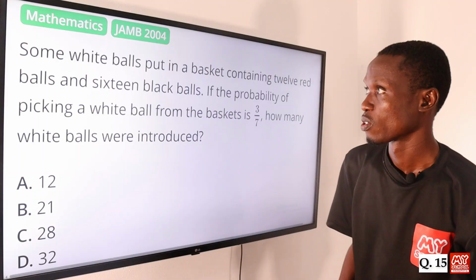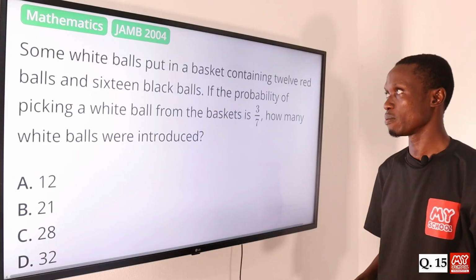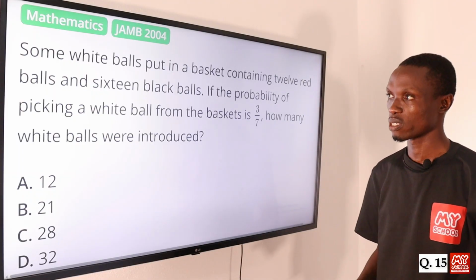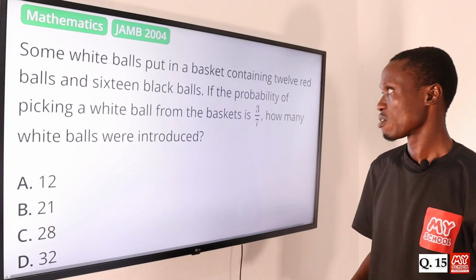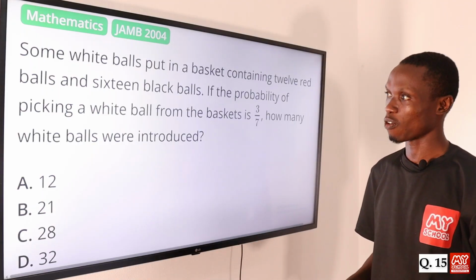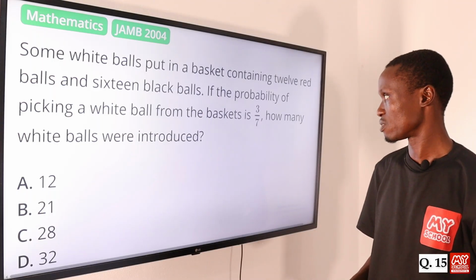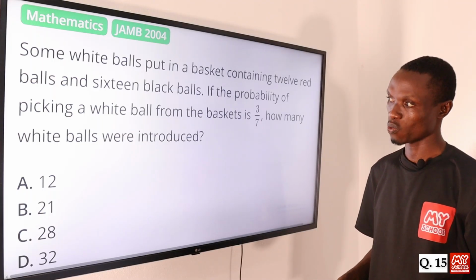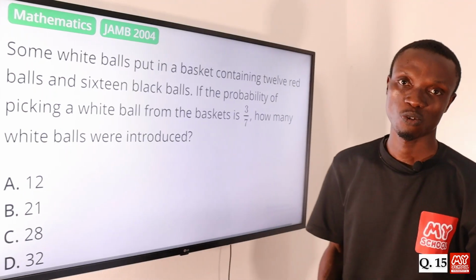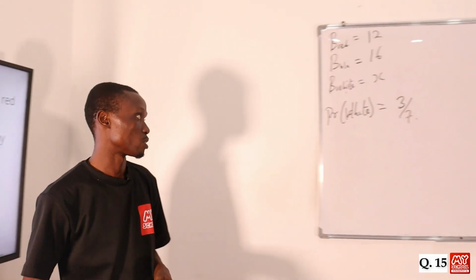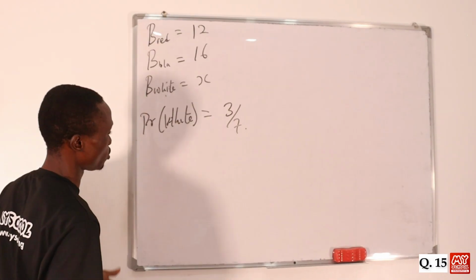Question 15. Some white balls are put in a basket containing 12 red balls and 16 black balls. If the probability of picking a white ball from the basket is 3 over 7, how many white balls were introduced? So let's move over to the board to calculate for the number of white balls that were introduced.